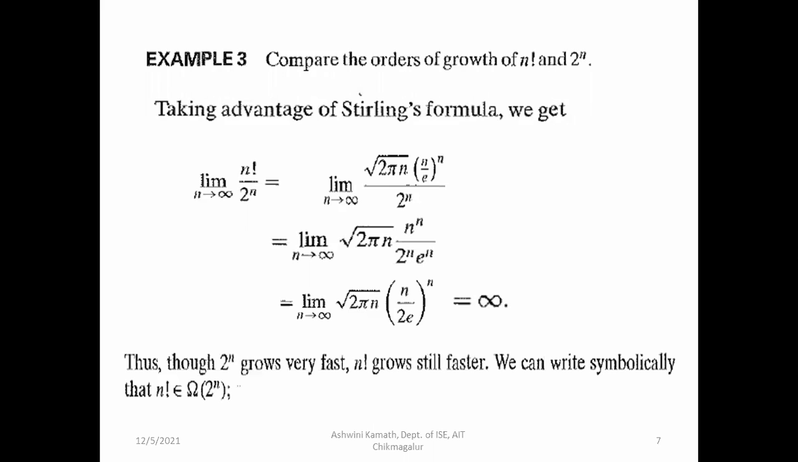We know that 2 to the power of n grows very fast, and n factorial grows still faster. So we can write symbolically, n factorial belongs to omega of 2 to the power of n. n factorial has a larger order of growth than 2 to the power of n. I hope you understood this. If you have any doubts, you can ask me.